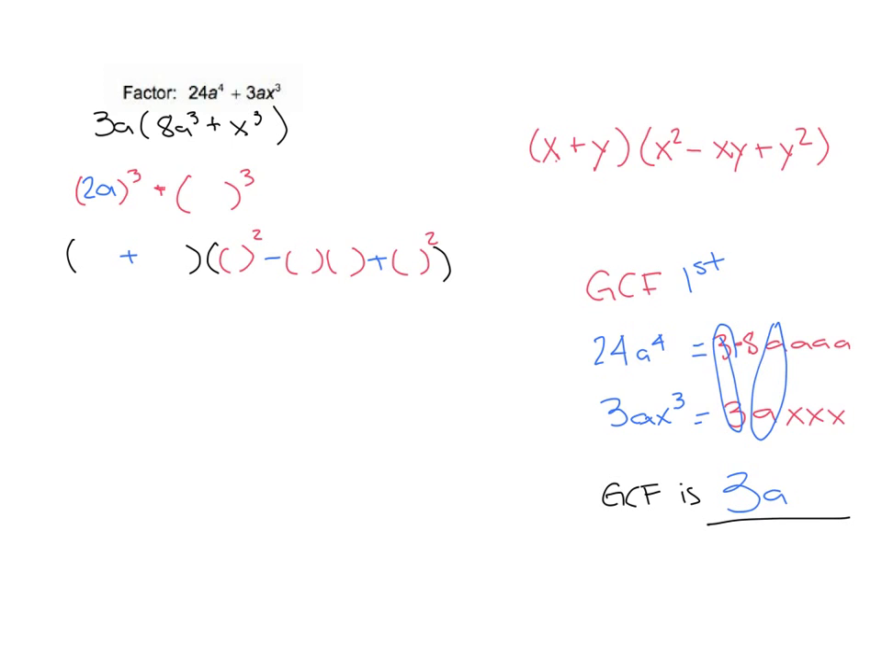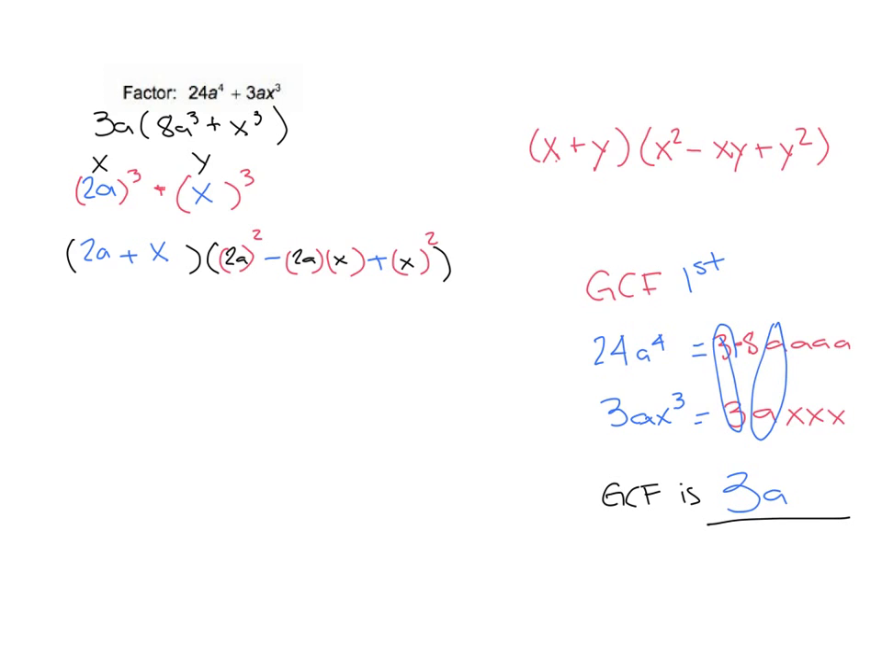So first thing we need to do is figure out what number cubed gives us 8. It's going to be 2. The letter that goes with it is a. There's no number with the x cubed, so that makes that really easy. That's going to be an x. So what we've discovered is 2a is our x value, x is our y value. So let's follow our formula for the sum to get our answer. We have x plus y, which is 2a plus x. Now to plug in the rest of it, we have x squared, which is 2a squared, minus 2a times x, plus y squared, which is x squared.